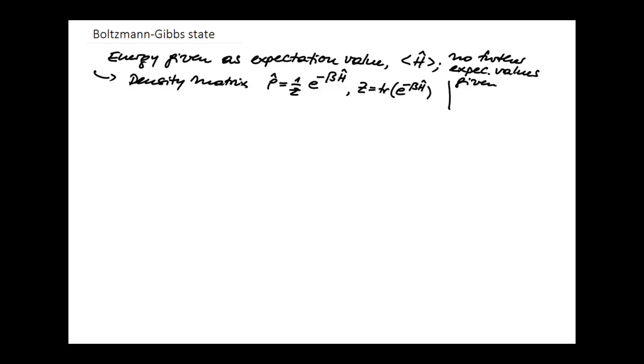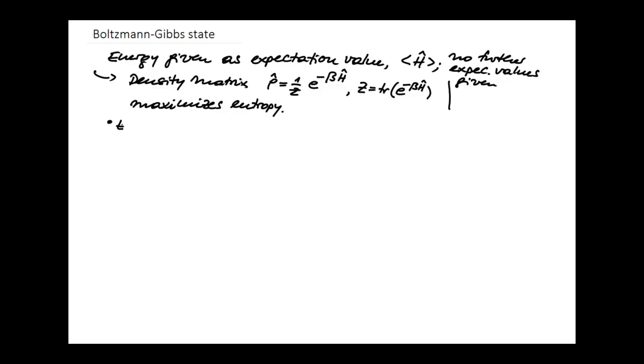I claim that this density matrix is the unique density matrix that gives the correct expectation value for the Hamiltonian and at the same time maximizes the entropy. So that amongst all density matrices that give the given expectation value for the Hamiltonian, it is the one with the maximum entropy. Let's try to check that.